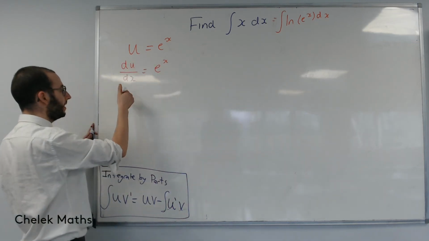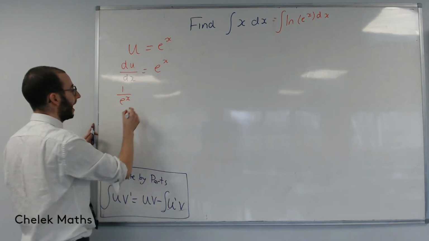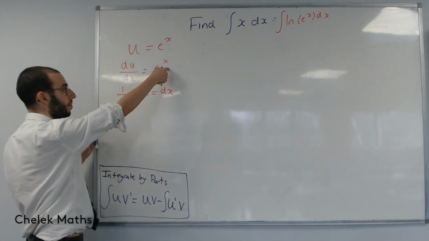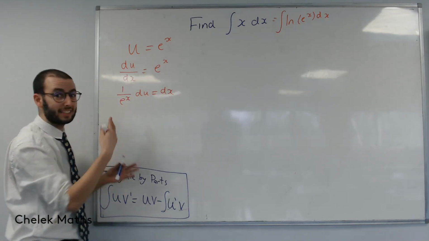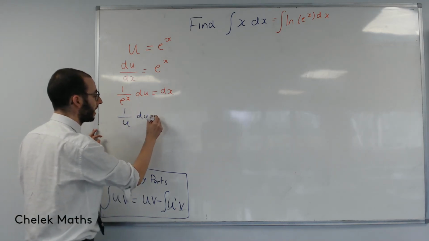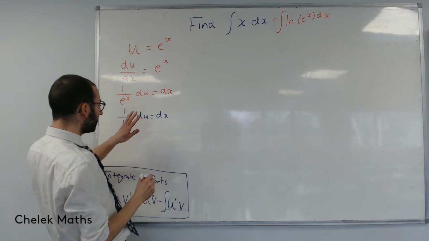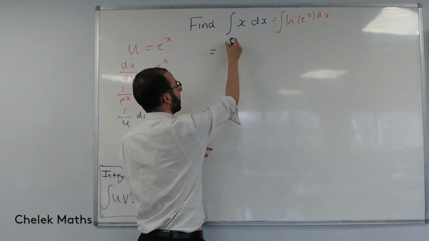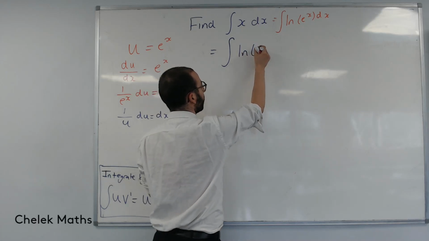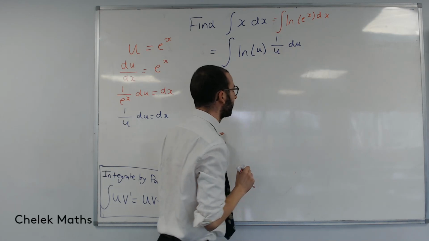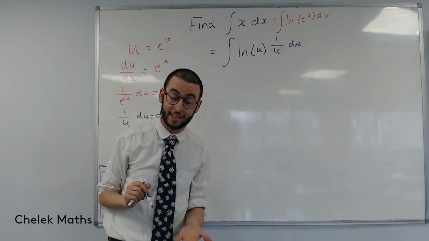So I can rearrange this and write it as 1 over e to the x du equals dx. Bringing that up, bringing that one down. And I know e to the x is u, so I can change that around. I really have 1 over u du equals dx. And now I'm going to substitute this all up into this. So really, I'm finding the integral of ln u times 1 over u du. Have I made it easier?